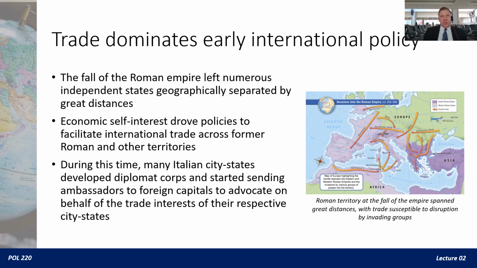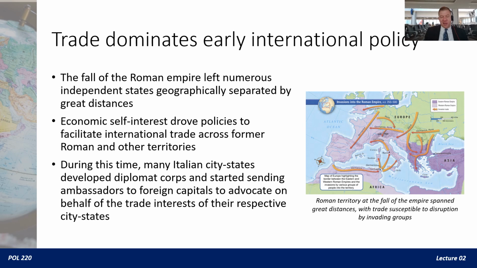Now, as you might imagine, trade was really the principal factor that dominated a lot of early international policy. And one of the biggest catalysts of international relations was the fall of the Holy Roman Empire. Because what that did was take a geographically large territory that covered most of what we consider modern-day Europe and into the Middle East and Africa, and split it into a bunch of different territories. So economic self-interest really drove policies to facilitate international trade.